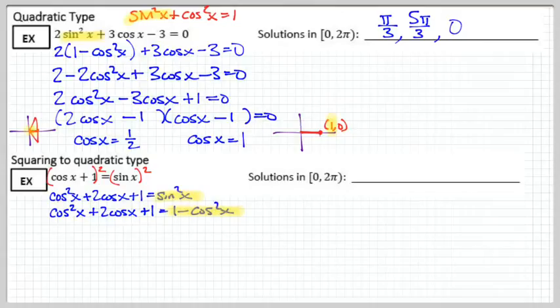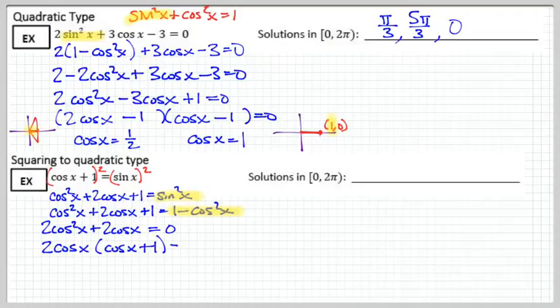Now I'm going to bring everything to one side, so I get a 0 on this side, and now I'm going to attempt to factor. I'm not going to cancel or divide away the cosine x that's common. I'm going to factor it out. Okay, so now I have my 2 times a times b, and I'll set either a or b to 0.